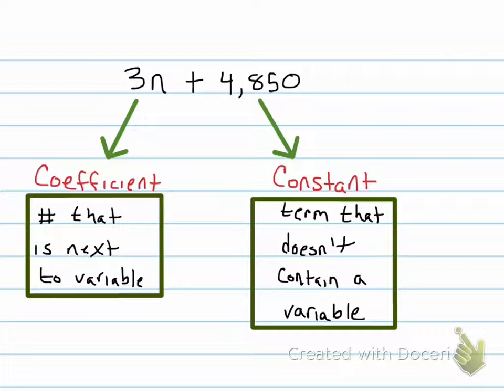So let's look at some things on the other side to explain this. Alright, so I just rewrote it in a different order. We know we could do that because of the commutative property. So coefficient, that's the number that is next to the variable. The constant is the term that doesn't contain a variable. So copy that down. That's important because you're going to need to know that, and it might just be asked, and I don't want you guys to not know what that means.